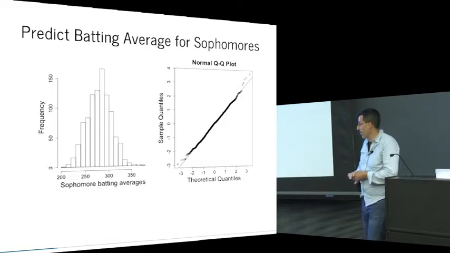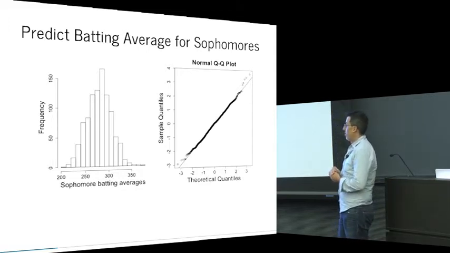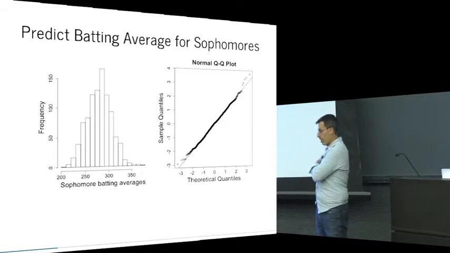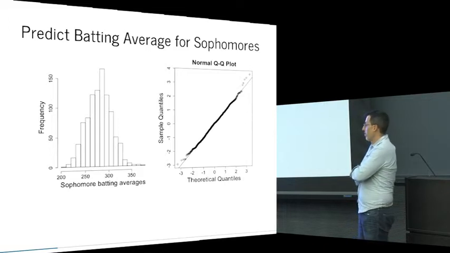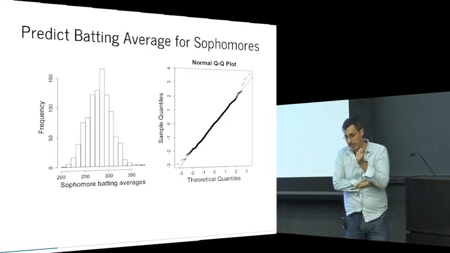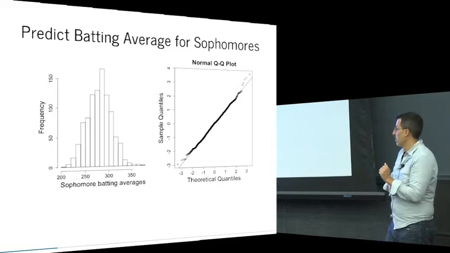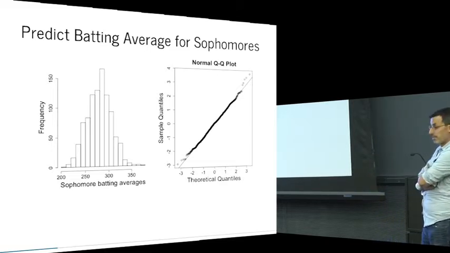Okay, but now I'm going to change it. I'm going to tell you that the person that's behind door number 1, their rookie year, they hit 300. So now what's your guess? So last year they hit 300. Now we're going to predict. What do you predict for their next year, their sophomore year?